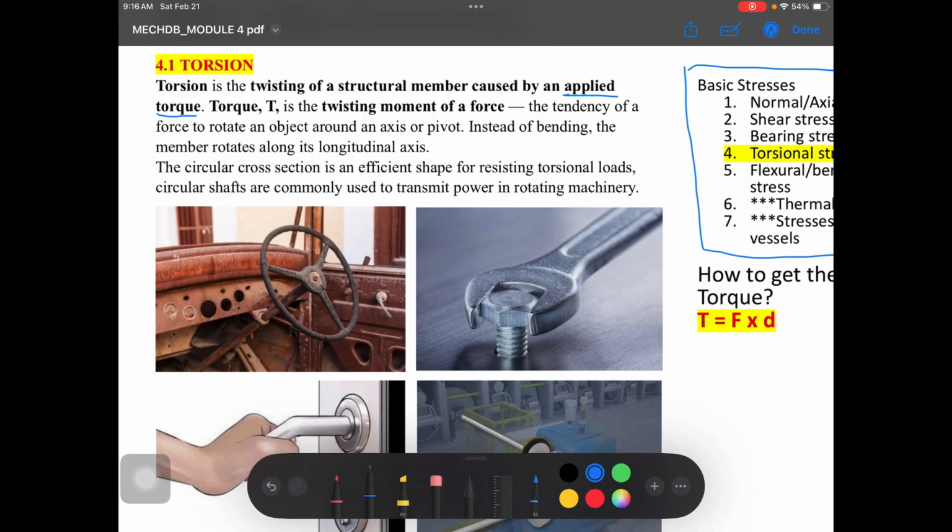So, what is torque? We designate it by capital T, the twisting moment of a force. It is a moment of a force, but its effect on the body is twisting. It is the tendency of a force to rotate an object around an axis or pivot. Instead of bending, the member rotates along its longitudinal axis. The circular cross-section is an efficient shape for resisting torsional loads. Circular shafts are commonly used to transmit power in rotating machineries.